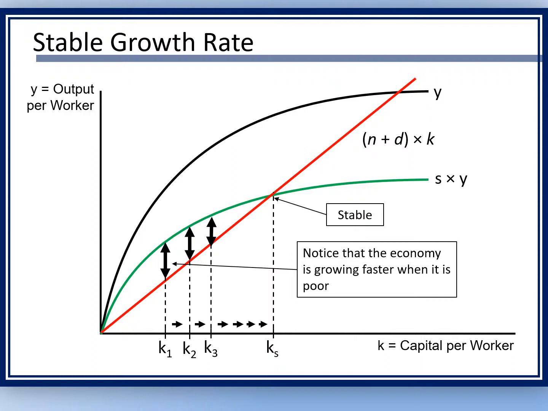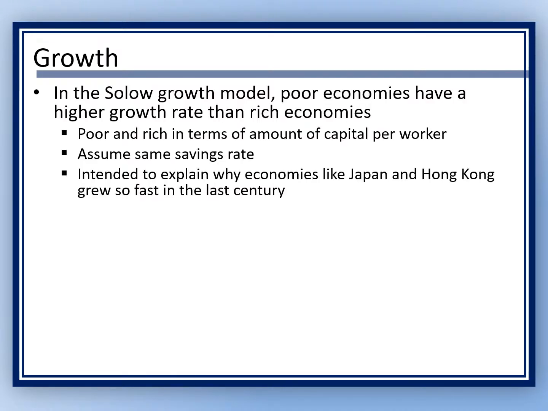So what you can notice in this model is when you are poor, you grow faster, right? You can see that in the first period in this model, the difference between the green line and the red line is relatively huge. So the economy is growing relatively quickly. As you get closer and closer to the stable point, you grow slower. Right, so in the Solow growth model, poor economies have a higher growth rate than rich economies. Now, why is that the case? Well, first, in the Solow growth model, rich and poor are measured in terms of amount of capital per worker. So how many laptops do you have? How many smartphones do you have? That kind of stuff.